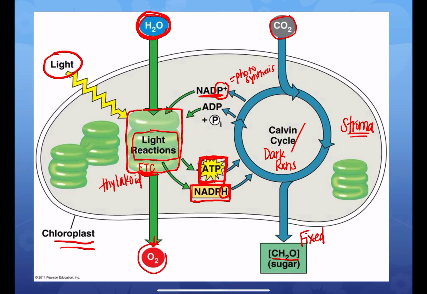O2 is released as a byproduct. These two are our products for cellular respiration, okay? These two up here are our reactants for cellular respiration, all right? And so you see here this ATP and this NADPH gets recycled. That energy is used in the Calvin cycle to be able to build these sugars, this glucose, okay?